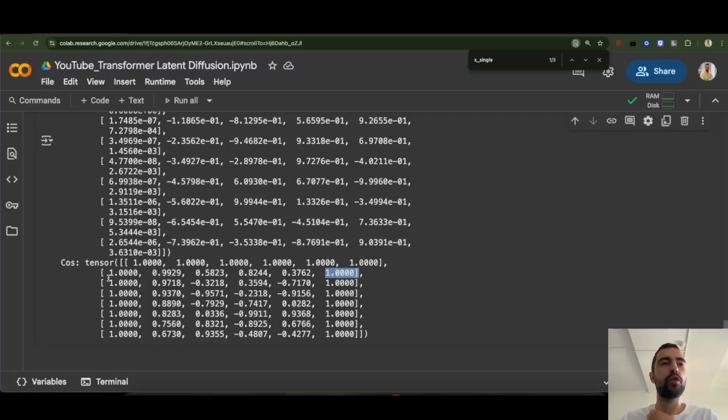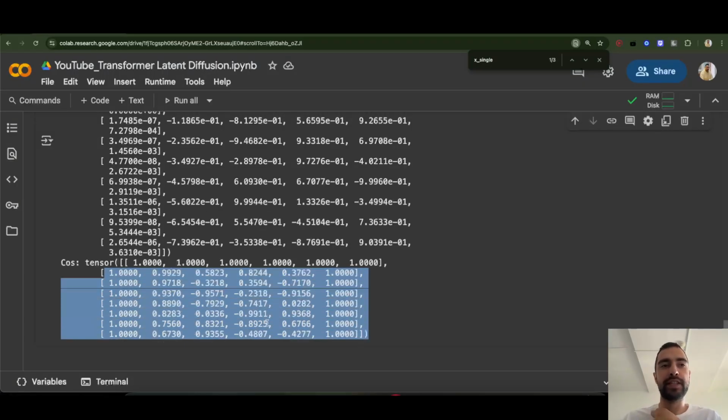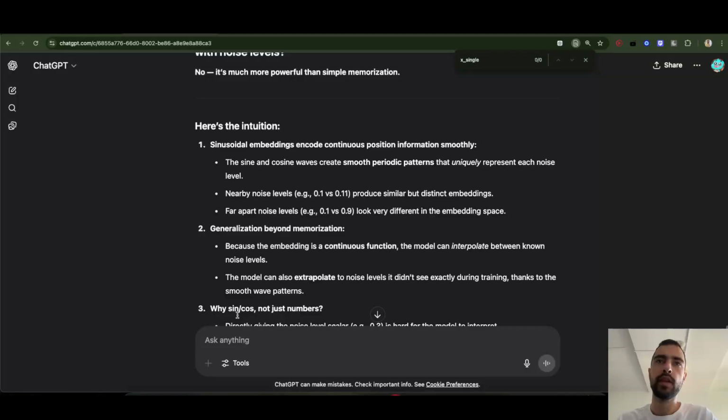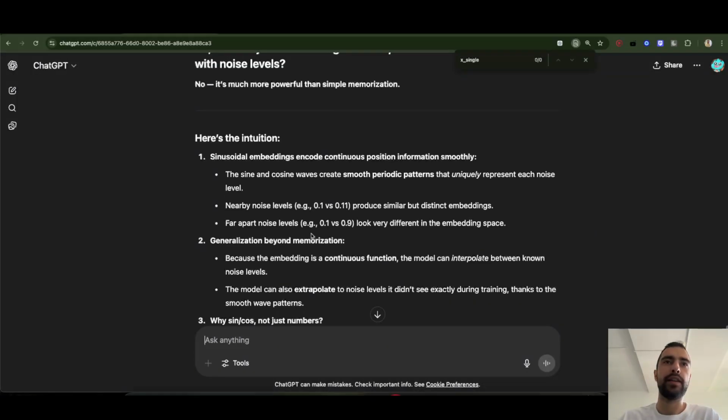In order to show you, I just generated a lot more frequencies. So position 1, noise 0. So this is noise 0, noise 1, 2, 3. So these are noise time steps. This is what we can learn.